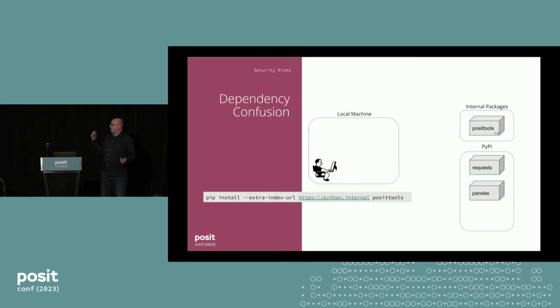We do a pip install. In this case, more commonly, we probably have an extra index URL rather than having our own PyPI mirror. So we say, in addition to the full PyPI, I want to use our internal server for additional packages, and I want to install Posit tools. Great. We get Posit tools. Pip doesn't find it on the public repository. It goes, oh, I'll look at the extra index.